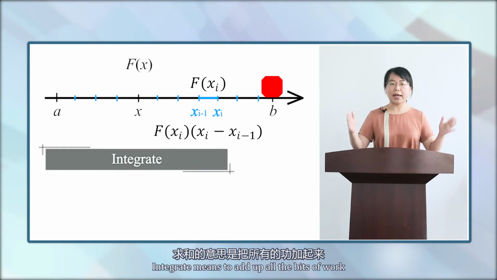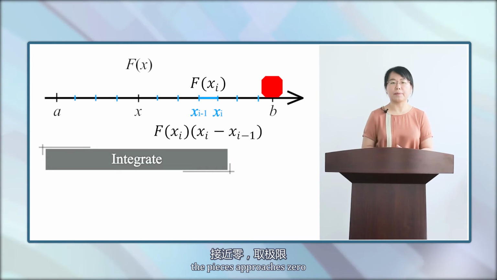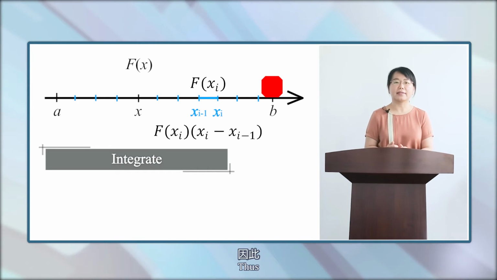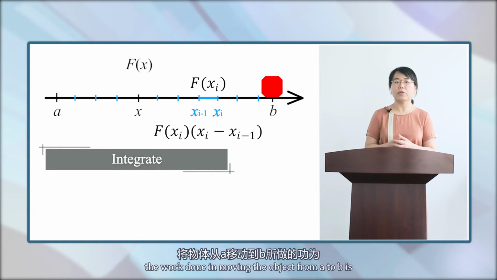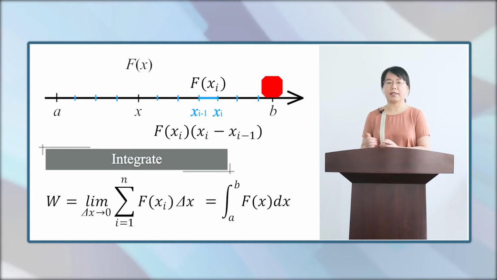Integrate means to add up all the bits of work and then take the limit as the length of the pieces approaches 0. Thus, the work done in moving the object from a to b is W is equal to the limit of the Riemann sum of f of x_i times delta x.